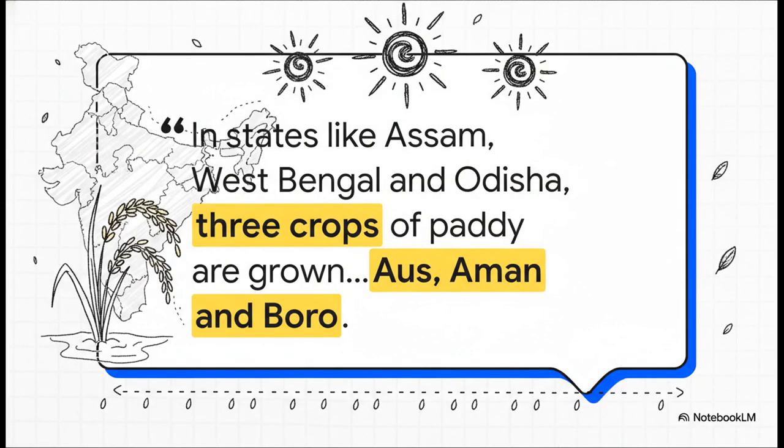And here's a really fascinating little fact for you. In some of the eastern states like Assam, West Bengal, and Odisha, the conditions are so perfect that farmers can actually grow 3 separate rice crops in a single year. They have local names for them: Aus, Aman, and Boro. It just shows the incredible intensity of rice farming in those regions.